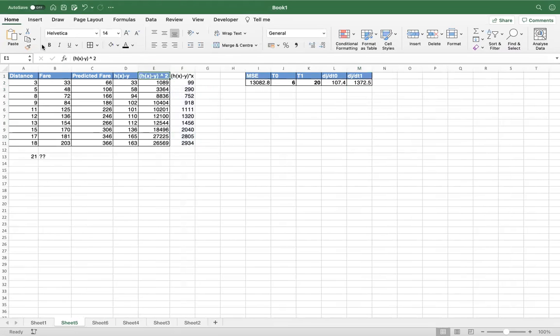Agreed? Oh, very good. So since we calculated h of x minus y and h of x minus y into x, we got dou j by dou theta naught and dou j by dou theta 1 as well.